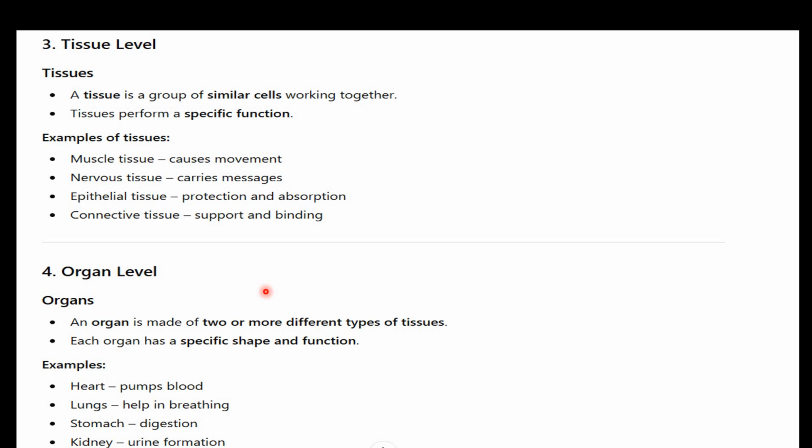For example, the heart: the function of the heart is to pump blood. The function of the lungs is to help in breathing. Similarly, the stomach is for digestion, and the kidney for urine formation. So these are all organs that perform a specific function.